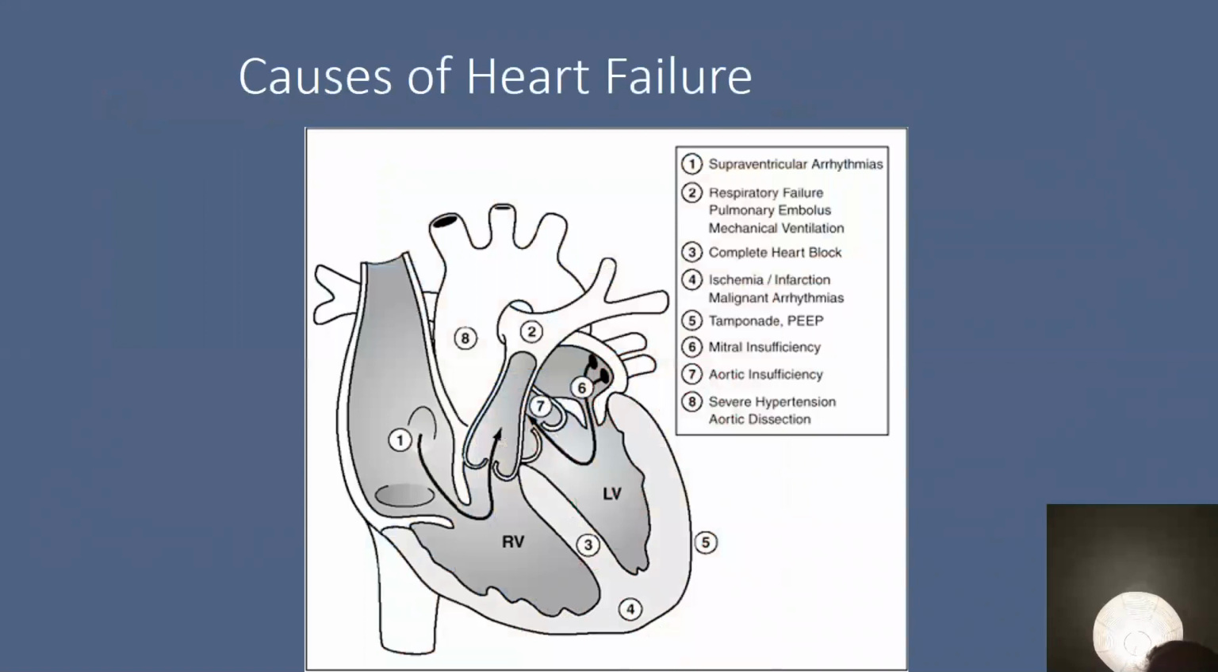So here you can see there are so many causes of heart failure. Supraventricular arrhythmias, you're going to see with SVT, respiratory failure, PE, mechanical ventilation, heart block. The most common one is going to be ischemia. So a malignant arrhythmia, that might be VTach or VFib, which we're going to look at in our codes. We already talked about tamponade. So there's a ton of reasons that it could happen. What you want to do is look at your patient's past medical history and see which of these is the most likely cause.